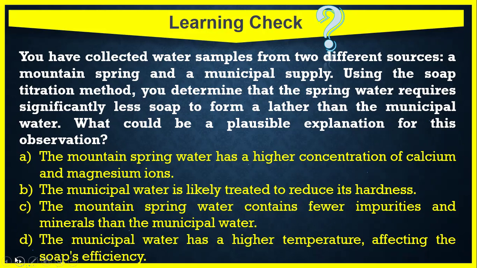Read out all the options. First, the mountain spring water has a higher concentration of calcium and magnesium. Second, the municipal water is likely treated to reduce its hardness. Third, the mountain spring water contains fewer impurities and minerals than the municipal water. And fourth, the municipal water has a higher temperature affecting the soap efficiency. Think about this.